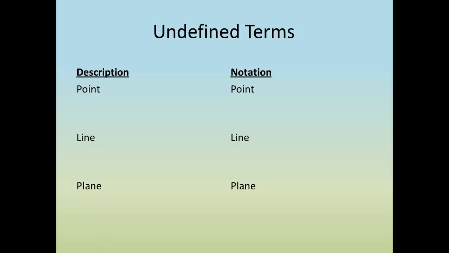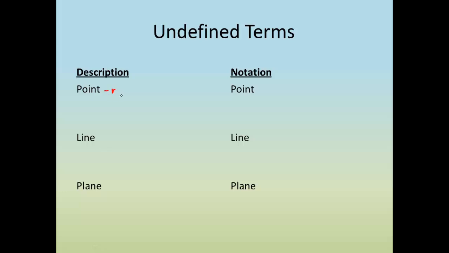The first three terms that we have are undefined terms. That means that as mathematicians, we will just know what these words mean, but we're going to start with simple descriptions and notation for these words. The first term, point.